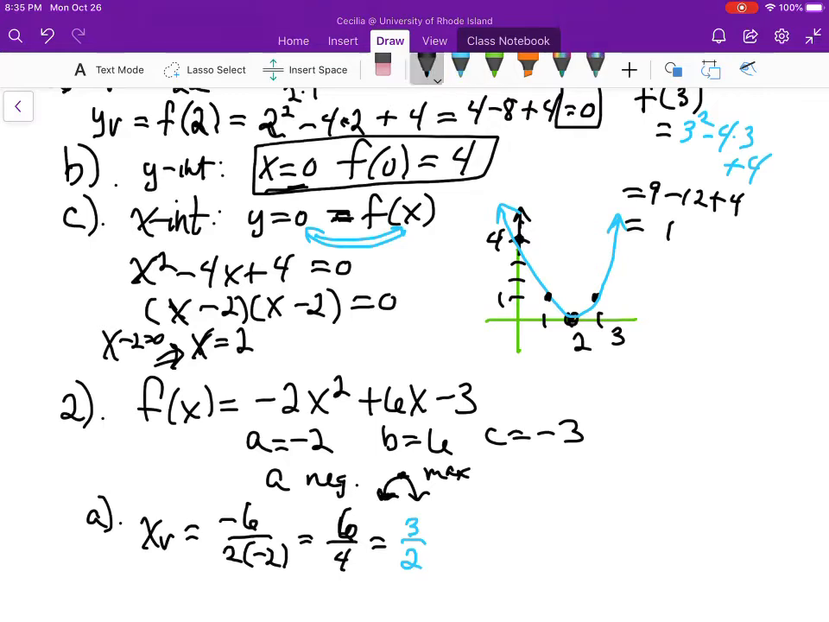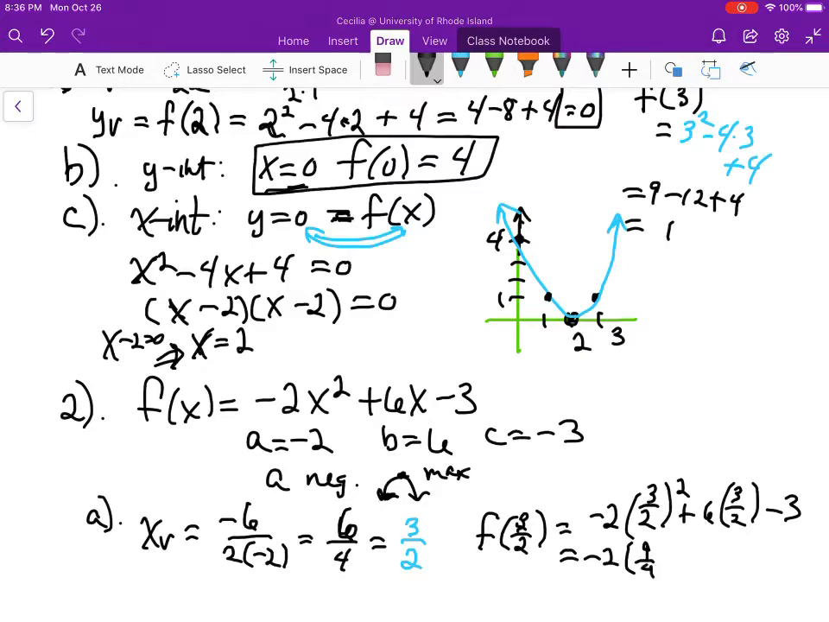Okay, so what's the y-coordinate of this vertex? Well, it's the function evaluated at 3 halves. So this is going to be minus 2 times 3 halves squared plus 6 times 3 halves minus 3. So this looks easy enough that maybe we can go ahead and do it out. Minus 2 times 9/4, right? That square has to go on both the numerator and the denominator, so it's 9/4.